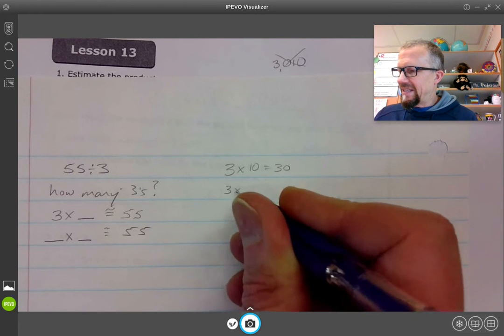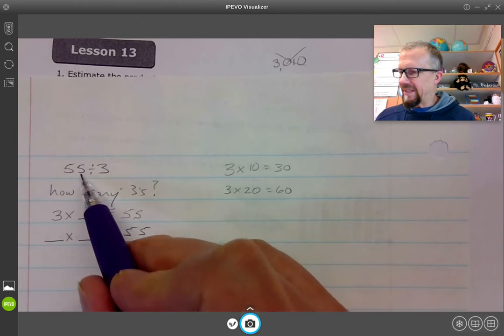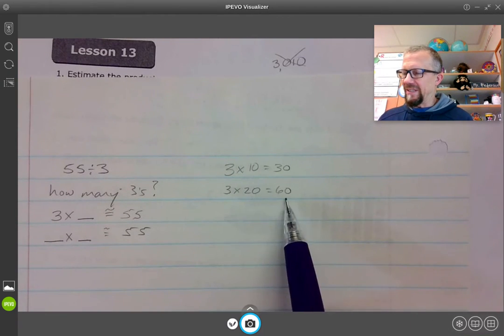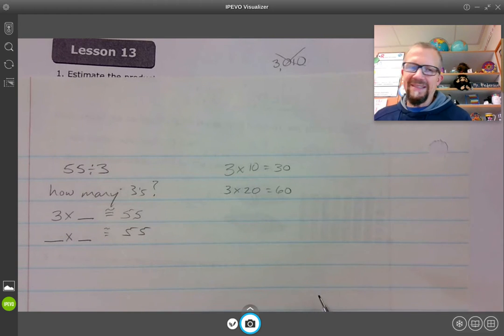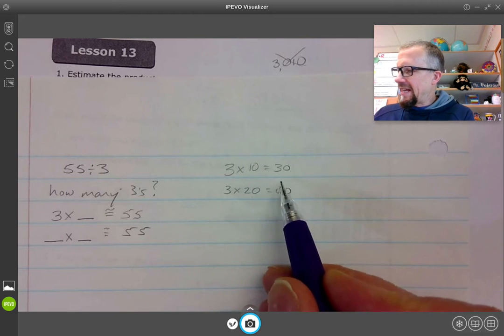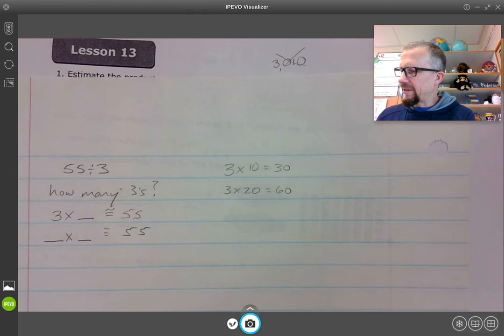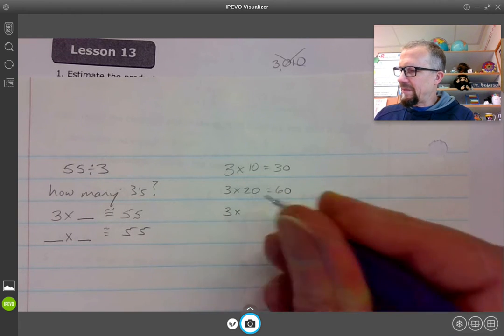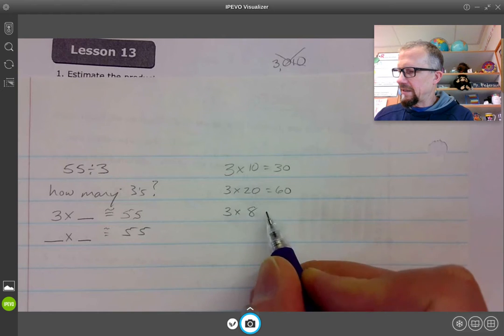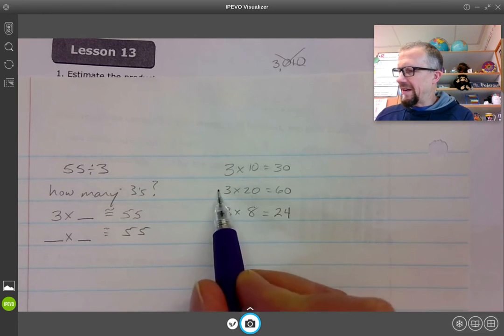Let me see. If I do 3 times 20, that's 60. Too much. That's over. But you know what? 3 times 20 is closer. So I think it's almost 20. So my estimate here is a little less than 20. But I can find out exactly. So 3 times 10 is 30. And another 10 is too much. Well, what about 3 times 8? 3 times 8 is 24. I know that was too big.